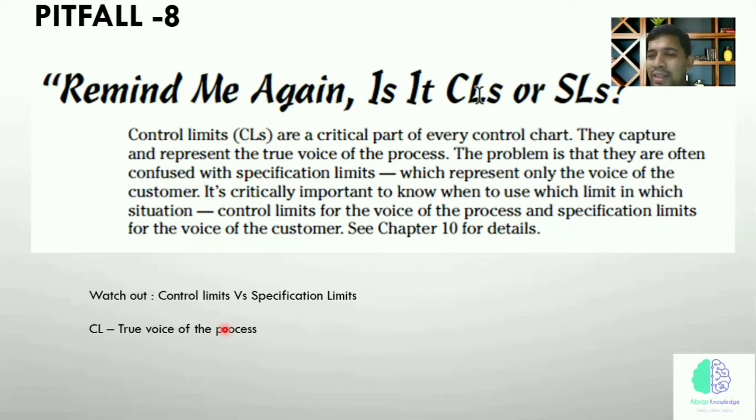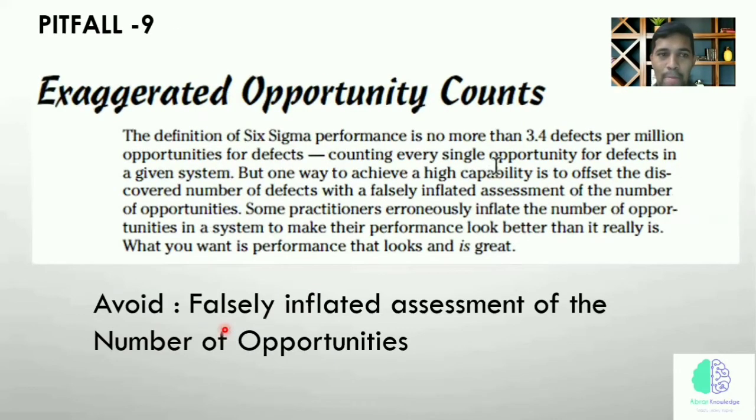The problem is that they are often confused with the specification limit. A specification limit is given by the customer, which represents only the voice of the customer. It is critically important to know when to use which limit in which situation. Control limits for the voice of the process, specification limits for the voice of the customer. More detail is given in chapter number 10. So we need to be very mindful about the voice of the process, that is, control limits.